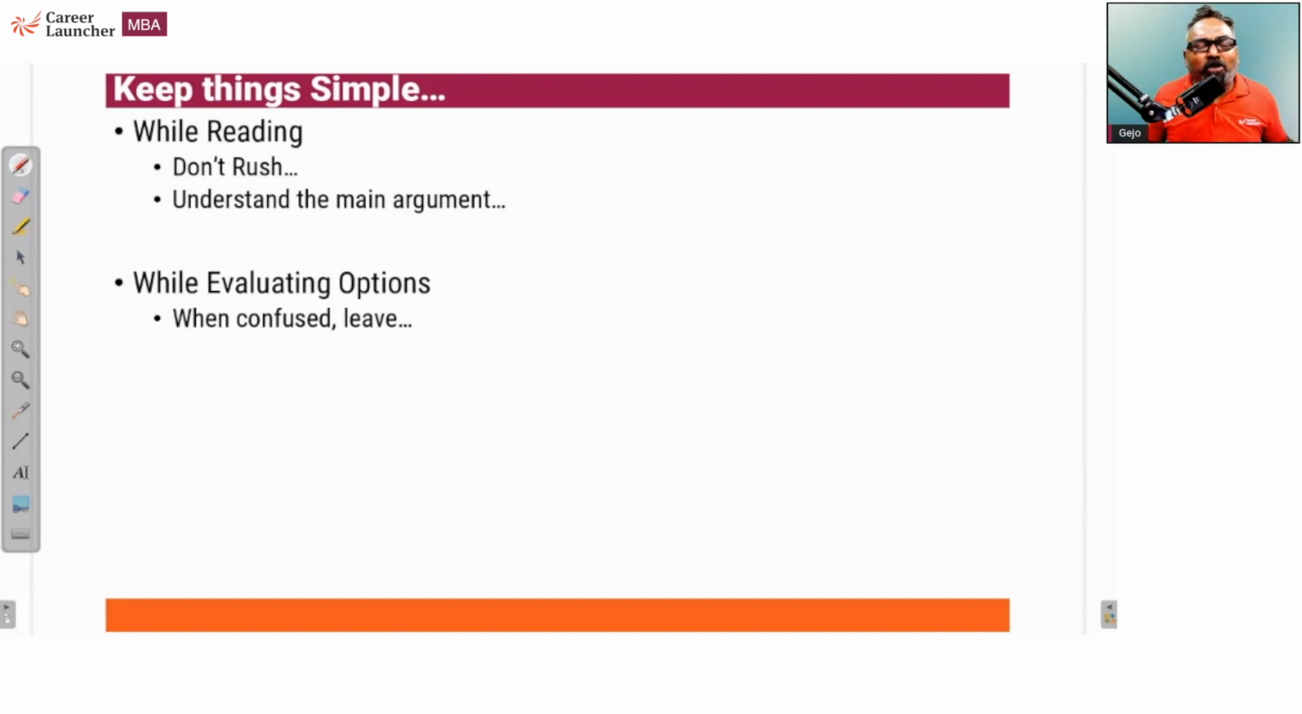Now, don't complicate your life. This is a simple test. While reading, don't rush. Especially in logical reasoning, what you want to understand is the main argument. Logical reasoning is everything about evaluating an argument. And what is an argument? There is one conclusion the author is drawing from a set of premises, or evidences, or reasons that the author gives to arrive at the conclusion. And everything is based on these 2 things. So please understand the main argument.